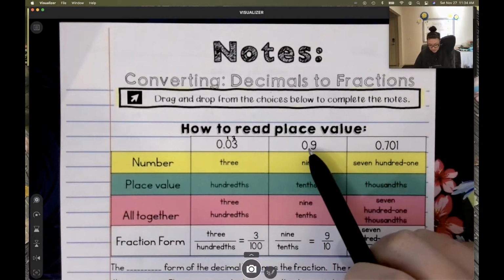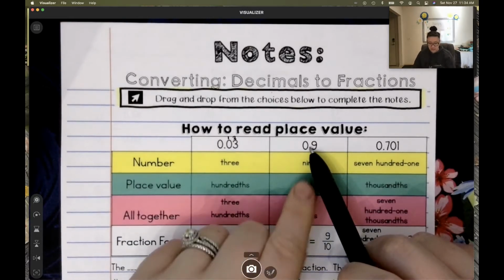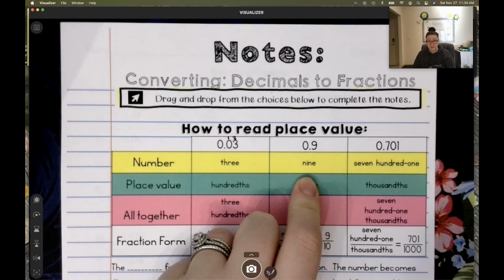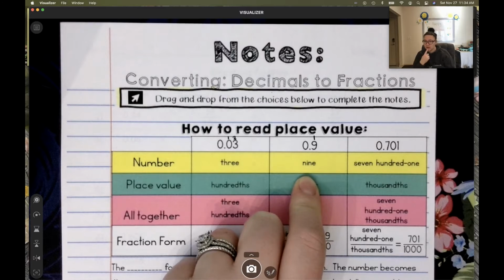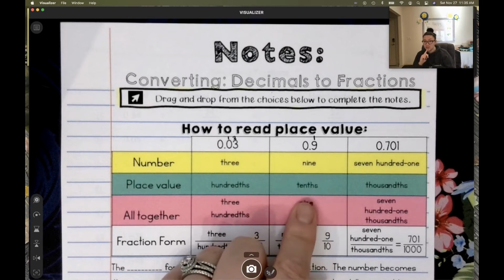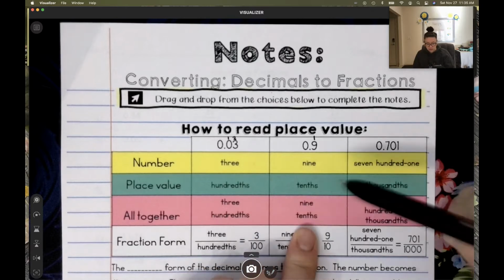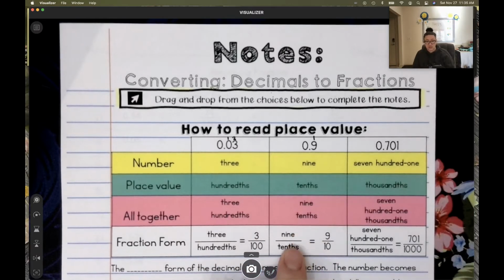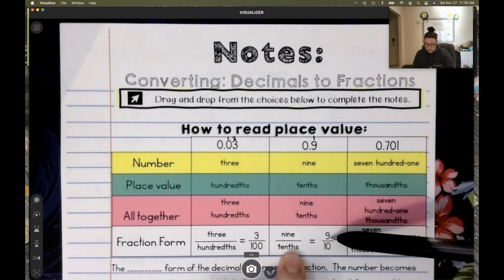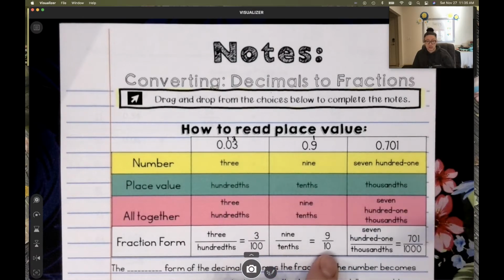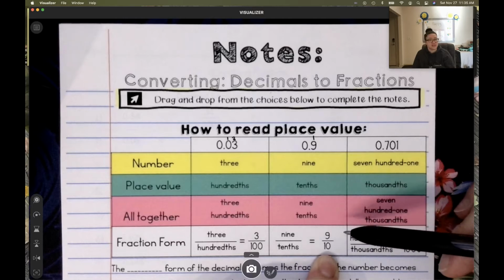Our next one, again, we read the number without the decimal. Just 9. Then we see we have 1 number after the decimal. What is 1 number after the decimal called? Look at your note sheet if you're not sure. Tenths. 9 tenths. So all together, 9 is going to be my numerator. Tenths are going to be my denominator, and tenths is represented by the number 10. So that fraction is 9 over 10, 9 tenths. It's said the same way. You read decimals and fractions the exact same way.